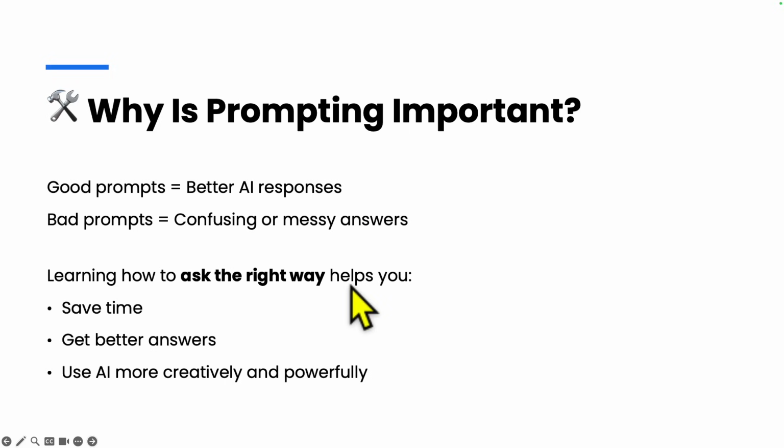It's going to help you save time. It is going to get you better answers, and you're going to incorporate generative AI within your life more creatively and powerfully. It is either going to boost your productivity or find things for you faster, and you're going to make it really useful in your personal life. So learn how to use this by asking the right way.